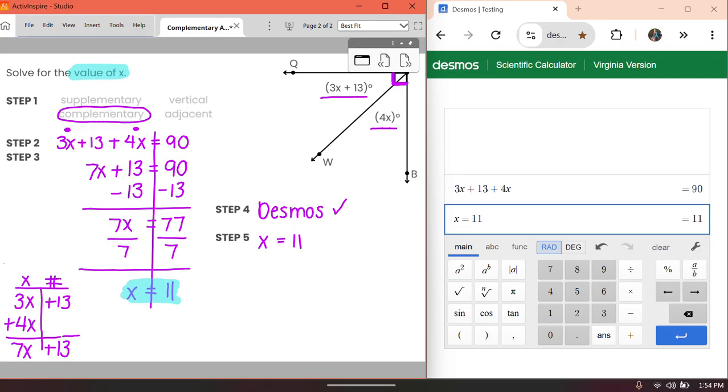It is a process, but you're going to do the same thing with supplementary and adjacent angles. Vertical are a little bit different, but you're going to do the same thing for 3 types of angles. So just make sure to write down these examples and then ask us questions if you have them.